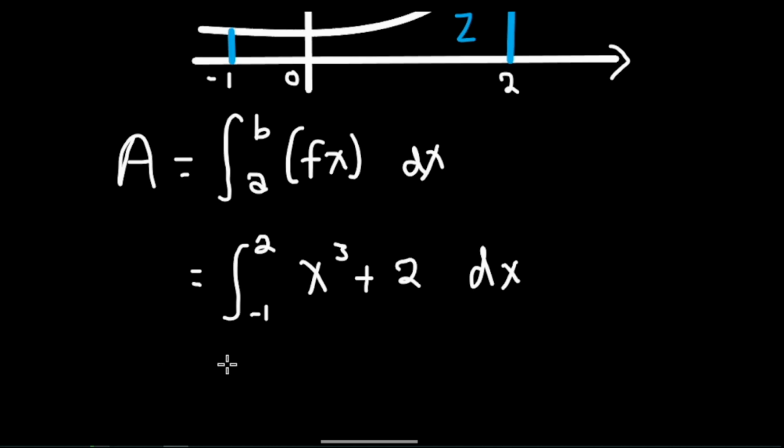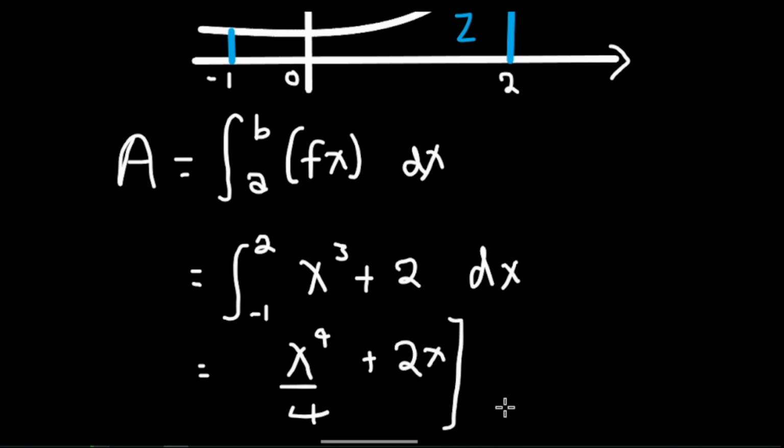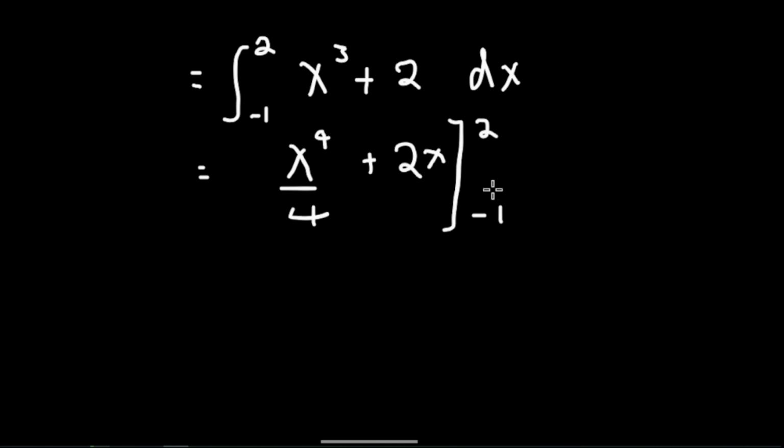Upon reaching this point, standard integration, so this will become x to the power 4 over 4 plus 2x. And then remember that we've got our limits 2 and -1, so we have to find out the value when we plug in 2.